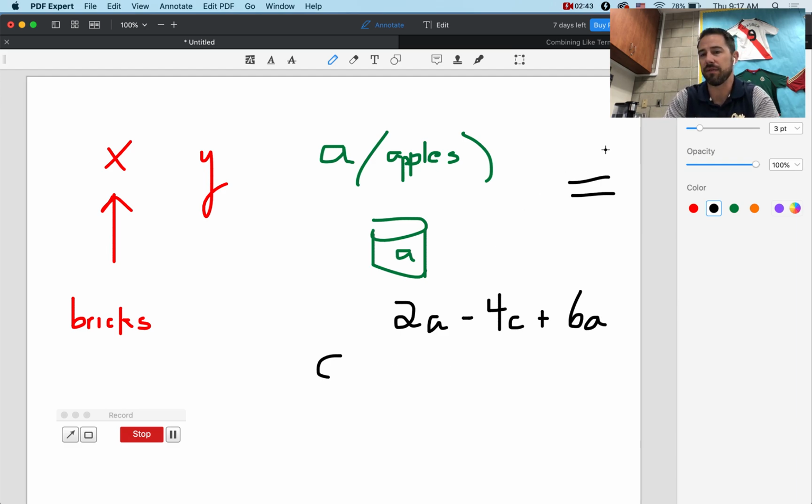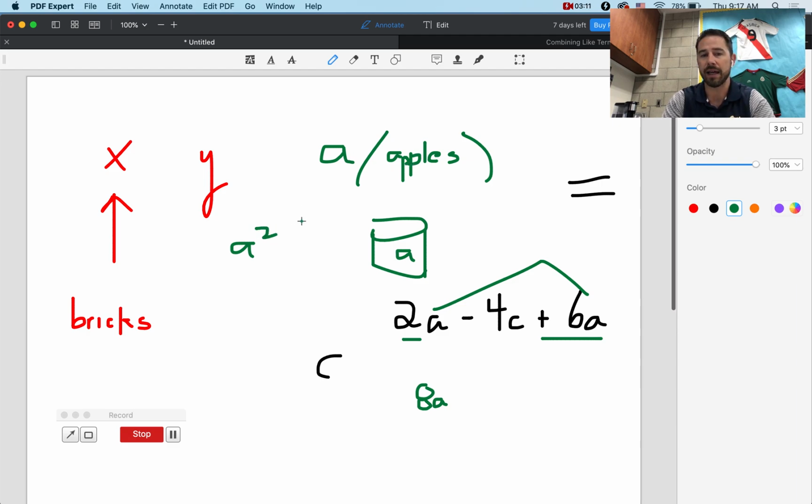Now, how you would think of this in terms of a practical life situation is just saying, okay, I've got 2 apples and I've got a positive 6 apples. Well, what's 2 apples and 6 apples? That's 8 apples, 8a. Now, don't do anything with that a. Kids will say 8a squared, or they'll change the a to something different. Remember, a squared is something completely different than a. It's not an a. A squared may be applesauce. It may represent something totally different.